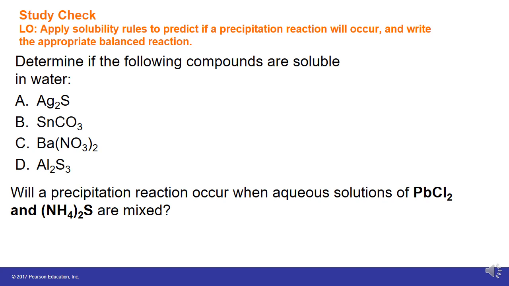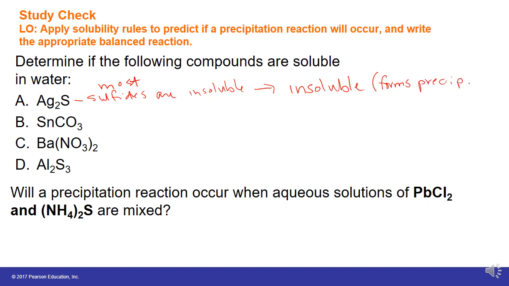If we go back to our solubility rules, we can see that sulfides are insoluble, and there were no exceptions to this rule. Well, it said most sulfides are insoluble, and we didn't see an exception. So this is going to be an insoluble compound, and it would form a precipitate if it was a product in a reaction.